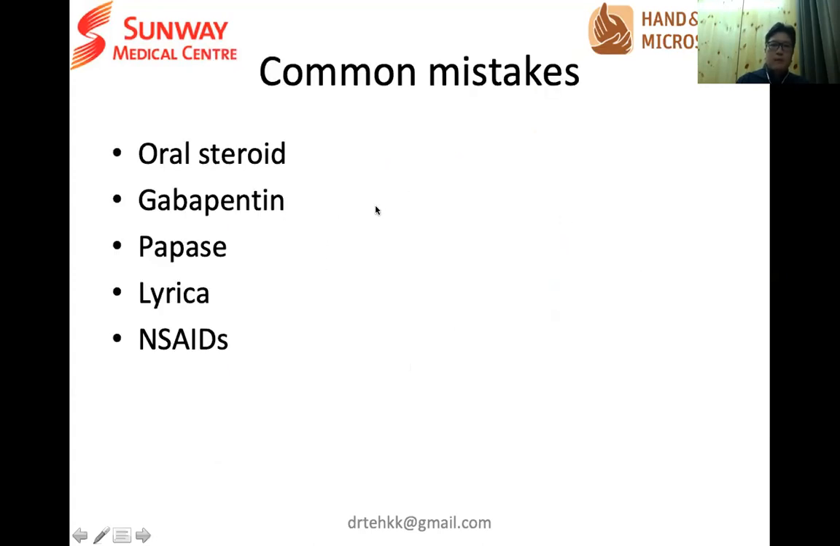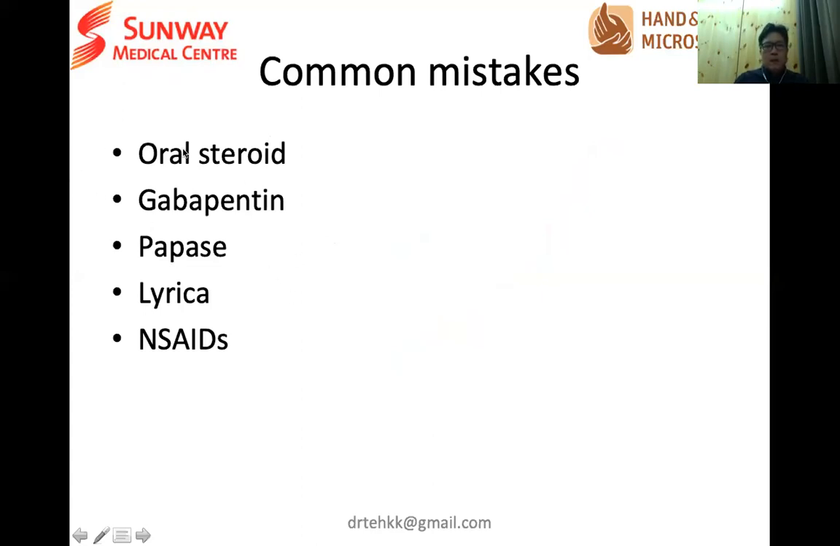Some common mistakes that I find during my practice are that people put patients on oral steroids for carpal tunnel, oral steroids for cubital tunnel, oral steroids for trigger finger. I think this is something that you should not do, okay? I think this is not right. It's not the correct thing to do, especially in the COVID-19 era, because you are just putting patients at risk for infection.